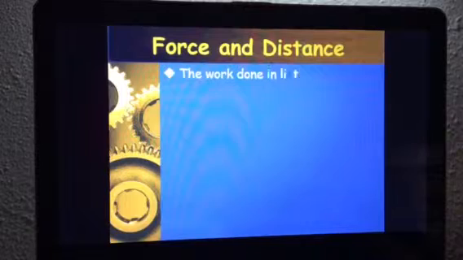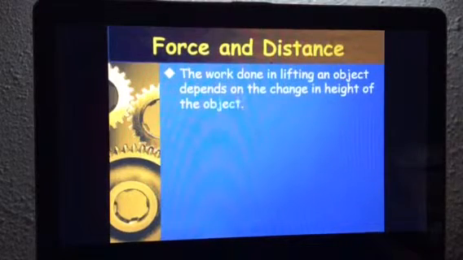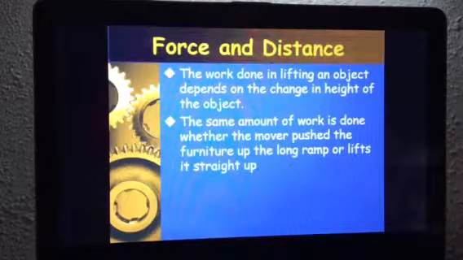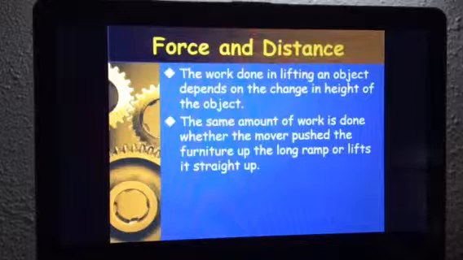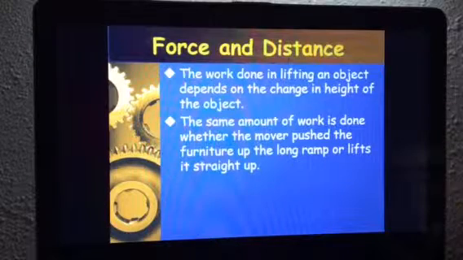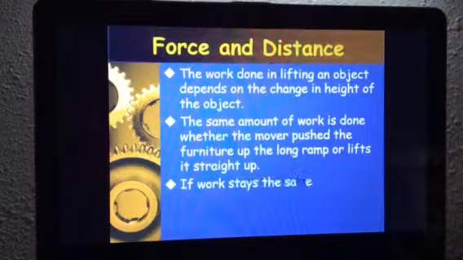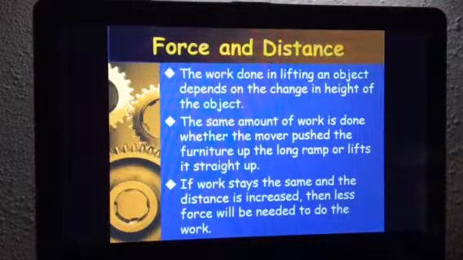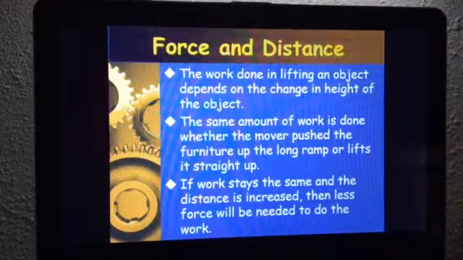So let's talk about force and distance. Work done by lifting an object depends on the change in height of the object. Remember that. If you don't move the object in height, or if you don't move it forward, no work is done. The same amount of work is done whether you push the furniture up a long ramp or lift it straight up. So if the work stays the same and the distance is increased, then less force will be needed to do the work, which means you don't have to hurt yourself when you're trying to move furniture.